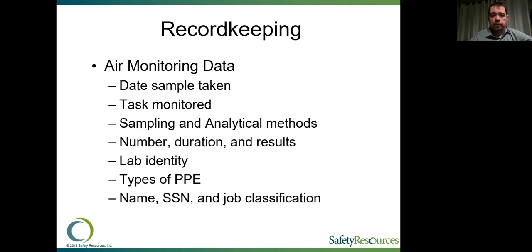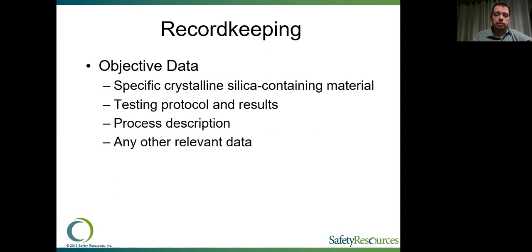And then for record keeping, obviously any air monitoring data, we do need to make sure that we're accurately storing and keeping those records so that we are able to provide them not only to employees, but also for our own purposes to ensure that task is in compliance, or whether or not we need to provide additional air monitoring. So again: the date the sample was taken, the type of task, what sampling and analytical methods have been used, the number and duration of the results, the identity of the lab, the type of PPE, and then also the name, social security number, and job classification for the employee who that air monitoring data was taken for.